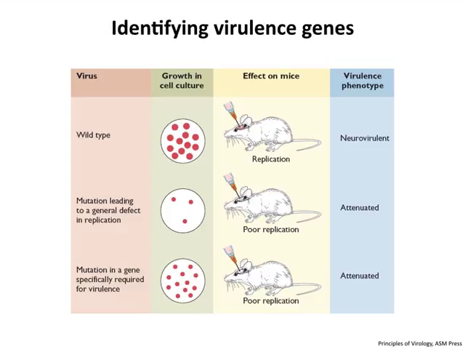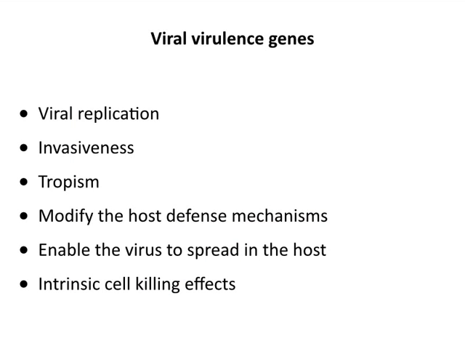Those are the genes that we're interested in because they are specifically required for growing or some aspect of pathogenesis in the animal that affects virulence. These are what we call virulence genes. And these have been studied for a number of viruses, and they occur in different classes. So a lot of genes have that phenotype: no effect in cell culture, but a major effect on virulence in an animal. They can affect viral replication in the animal for many different reasons. They can affect invasiveness.